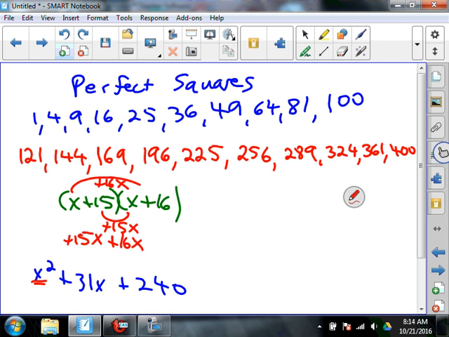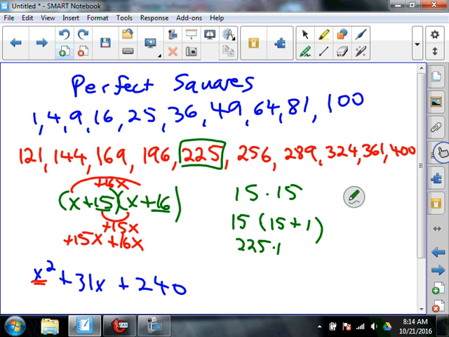Good. Now the last term, you're thinking, well, how did you do that so fast in your head? Well, I know that this is kind of like 15 times 15. And I know what 15 times 15 is because I know my perfect squares really well. 15 times 15 is 225, right? Well, 15 times 16 is really like 15 times 15 plus 1. So the deal is I have that 225 and I get another 15 on the end of it, and that's 240.